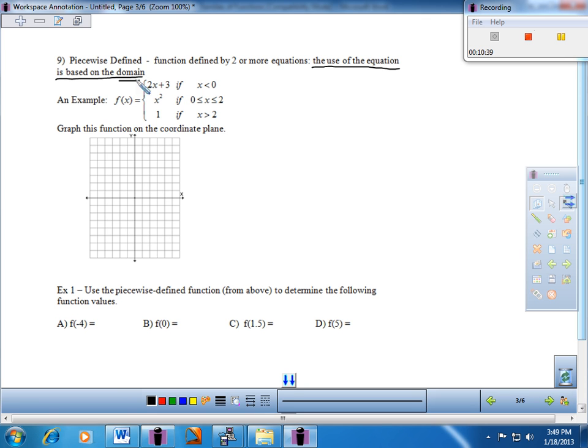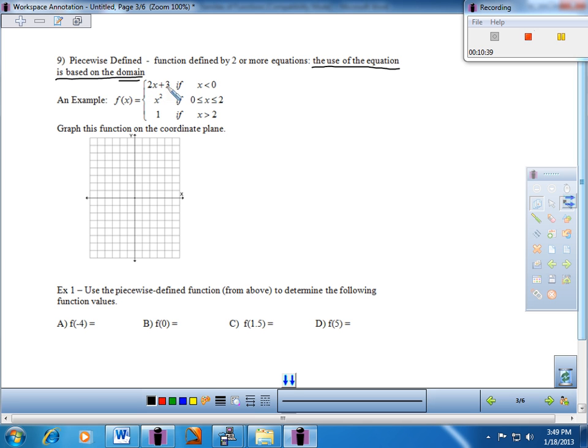And so really we've been talking about domain lately quite a bit. And so now what we're going to do is sort of break a function up into different parts. And the usage of those parts is based on the domain interval. Okay, so this one, as you can see, it's one function. So f of x, or y equals, and the function is broken up into 3 parts.